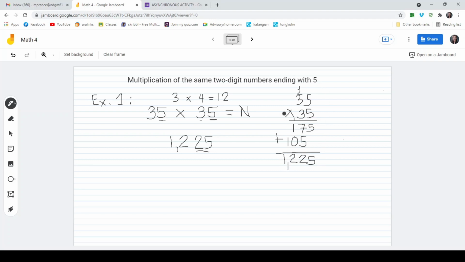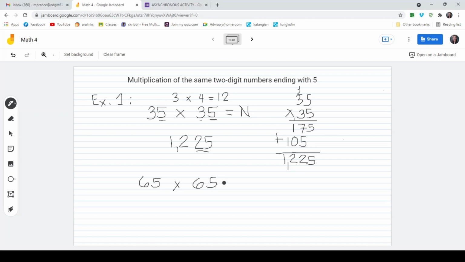So instead of solving this with a long multiplication process, we can easily get the product by using this technique, but it is applicable only to the same two-digit numbers that end with 5. So do you want another example? Let's try 65 times 65.